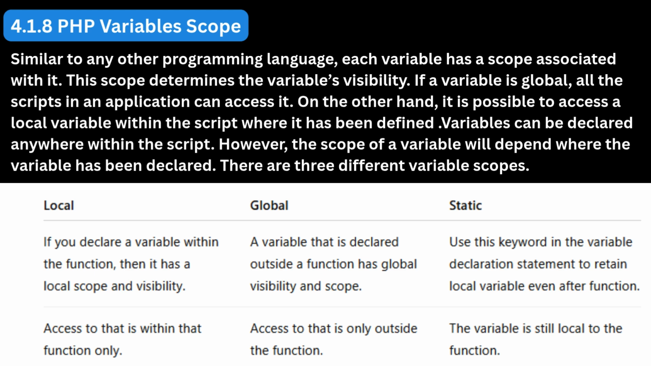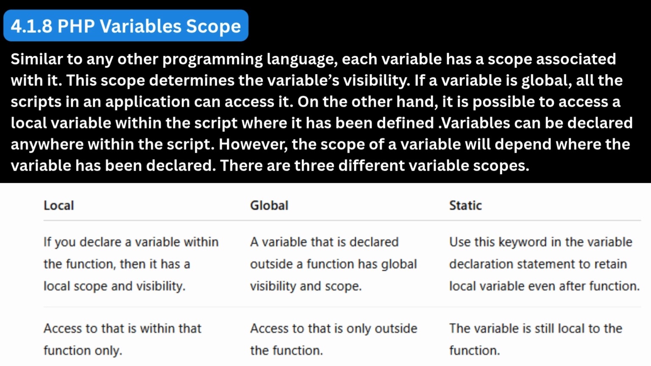Num++, echo $num. If you call this function multiple times, the output will be 1, then 2, then 3, because $num keeps its value between calls. Static scope is very useful when you need a function to remember previous data without using global variables.